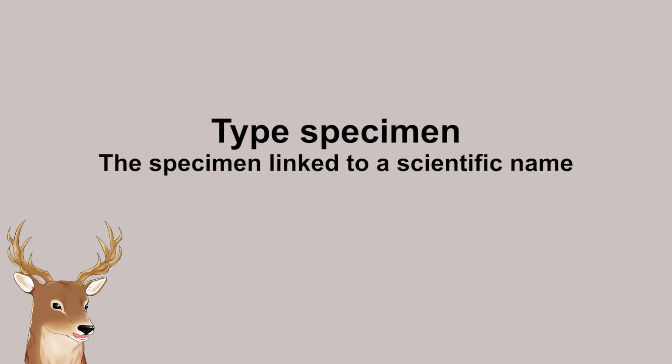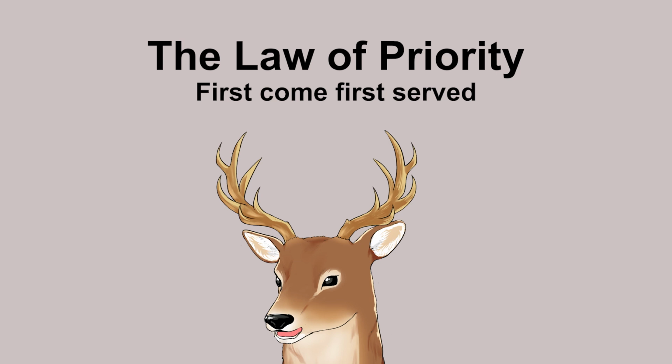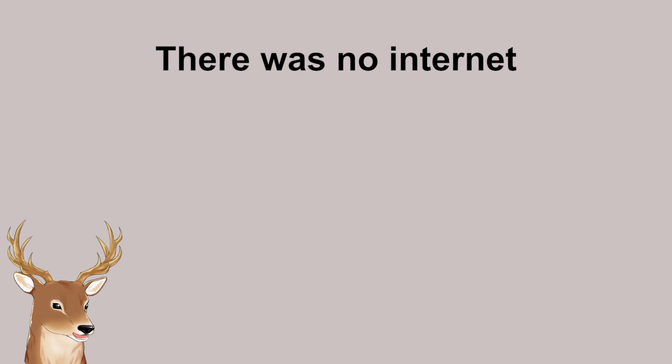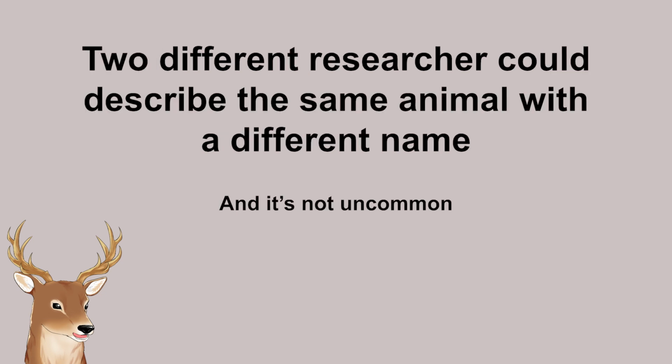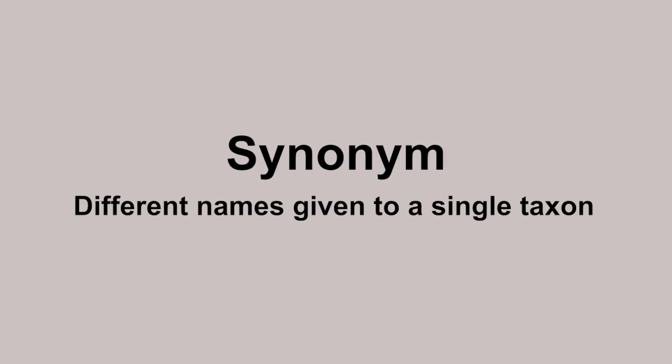Scientific names are always linked to a specimen. The specimen is called the type specimen. Usually, the law of priority applies, especially regarding synonyms and homonyms. Think about it. Back then, 100 years ago, there was no internet. Scientists could describe and assign a name to an animal, while the other side of the world had no idea about it. And so, different publications could occur and different names could be assigned to the same animal. This is called synonyms.